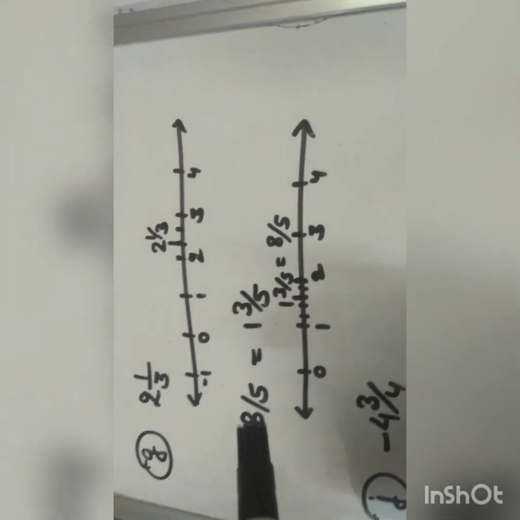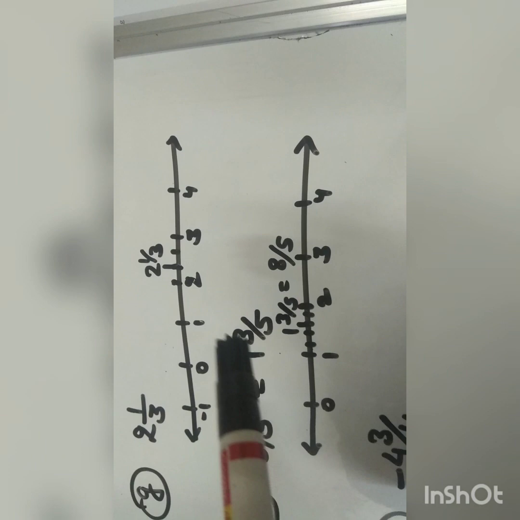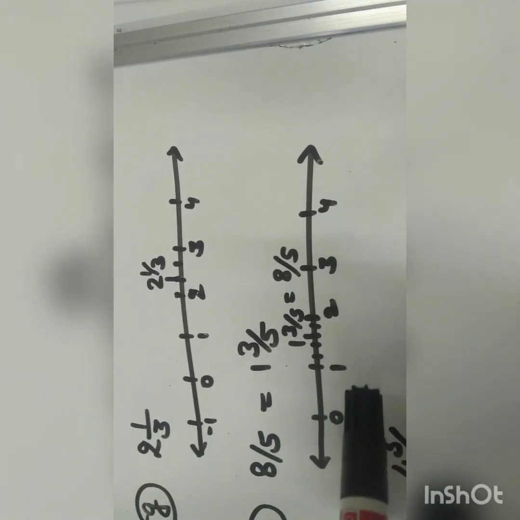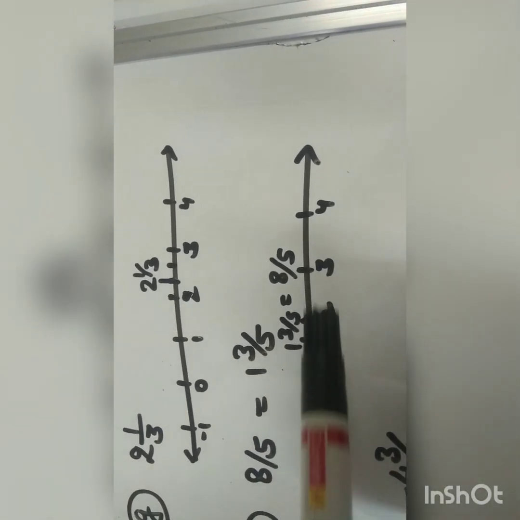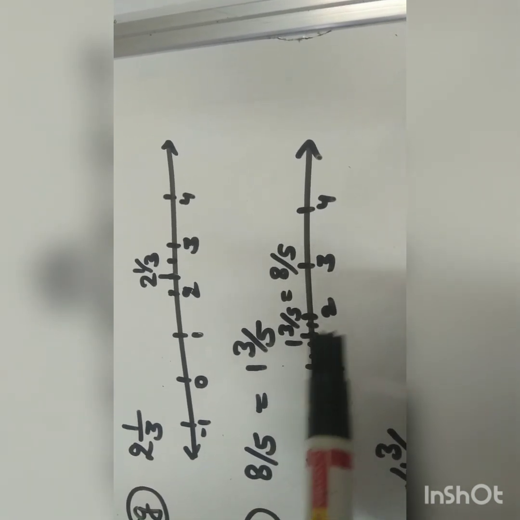Now similarly 8 by 5. 8 by 5, first change it to mixed form, 1 whole number 3 by 5. Now 1 to 2, divide it into 5 equal portions.